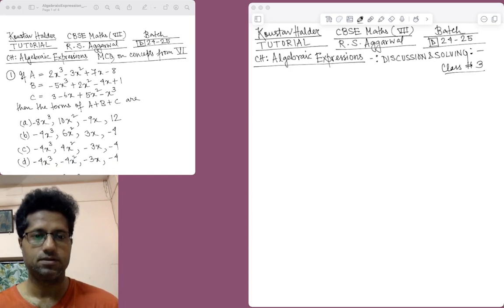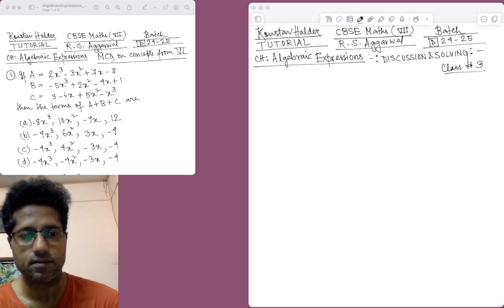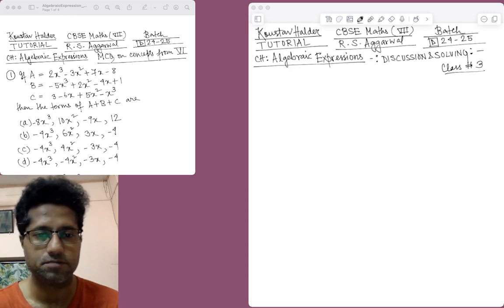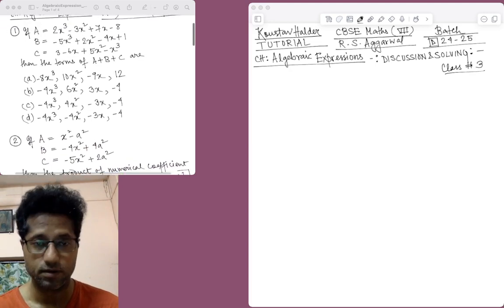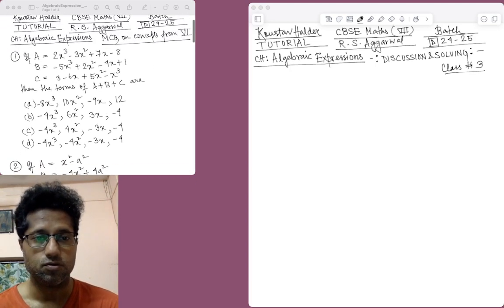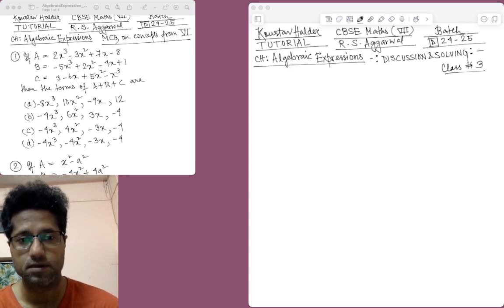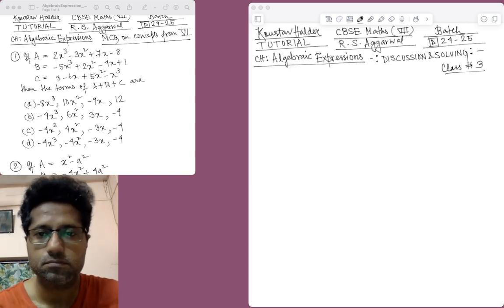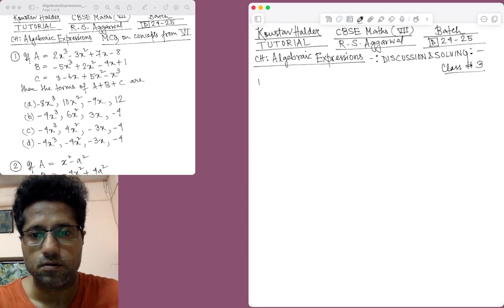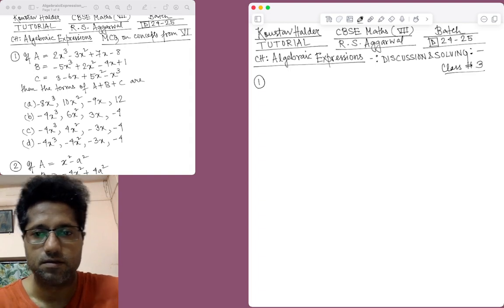Problem number 1 says that if A, B, C are three algebraic expressions given, then the terms of A plus B plus C are. It's an MCQ, so we have 4 choices for all questions, and only one choice will be correct. So A, B, C are given algebraic expressions. We have to find A plus B plus C, and then say how many terms there are in A plus B plus C. Basically this is a concept of adding algebraic expressions.